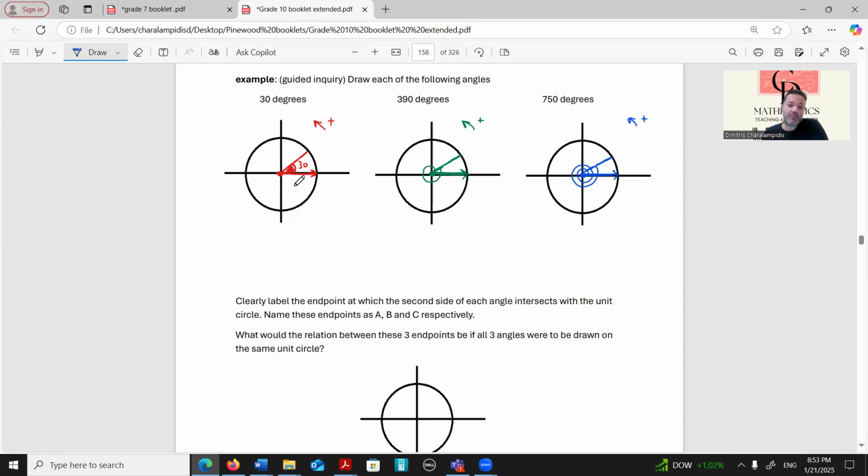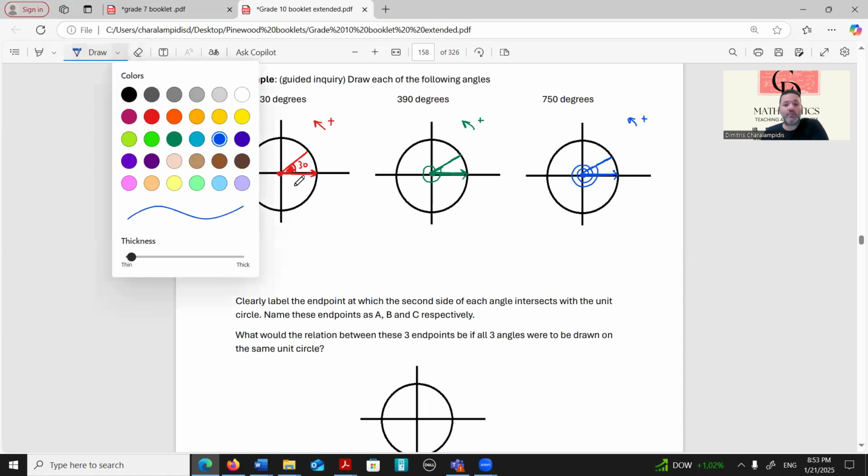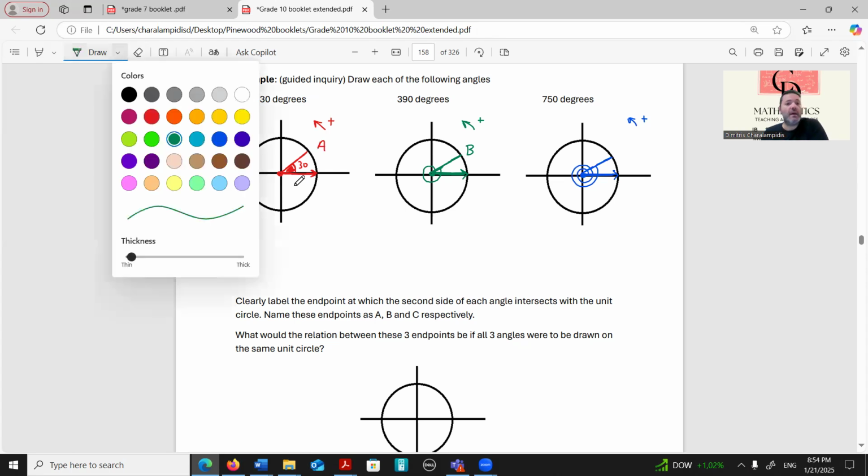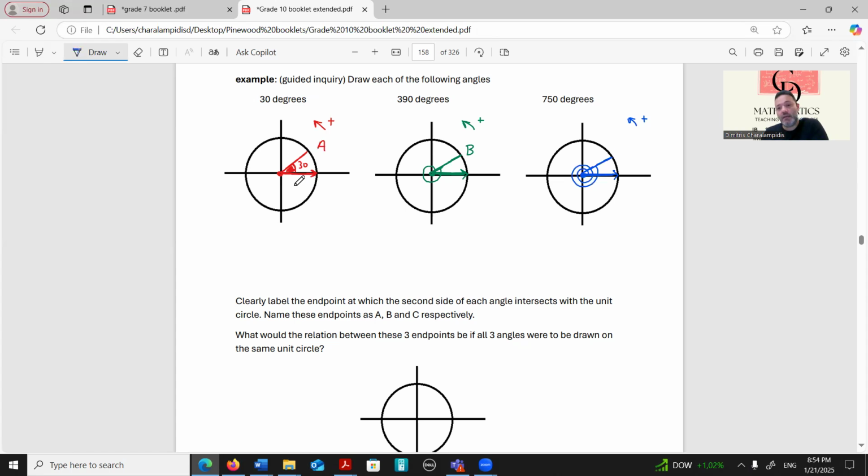Now, we are asked to clearly label the endpoint at which the second side of each angle intersects with the unit circle. And we should name these endpoints as A, B, and C respectively. So let A be the point where the second side of the angle of 30 degrees cuts the unit circle. Let B be the point where the second side of the angle of 390 degrees cuts the unit circle. And finally, let C be the point at which the second side of the angle of 750 degrees cuts the unit circle, respectively. So we already have 3 points, A, B, and C.